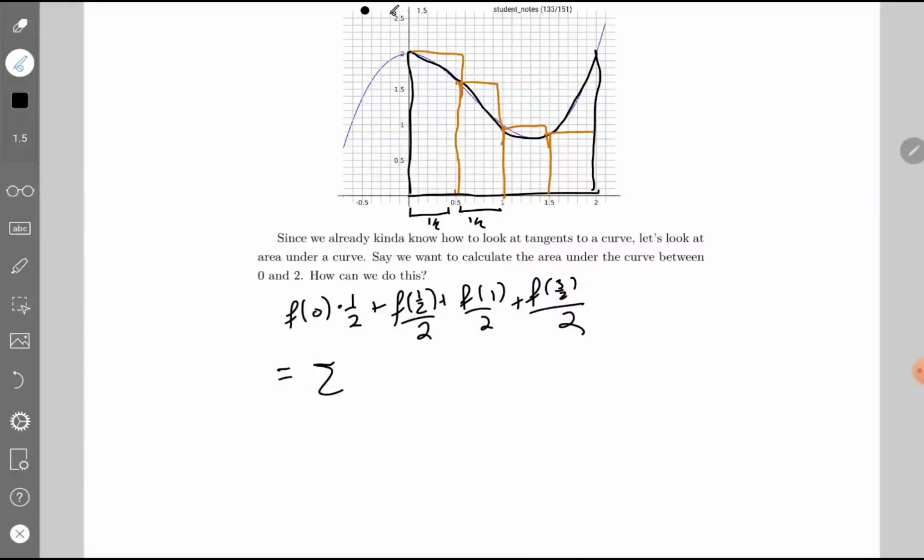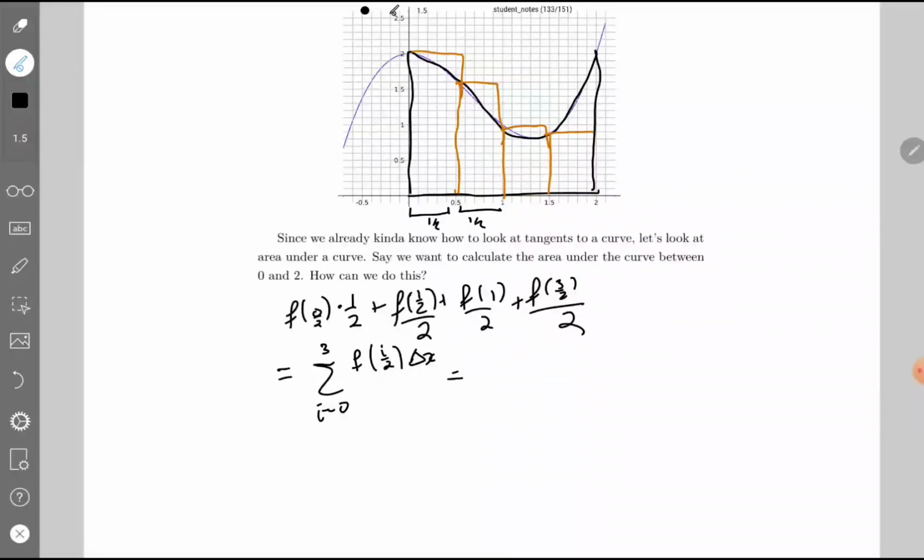Here I'm taking my i from 0 to 3. And you can think of this as over 2: I have f of i over 2, so 0, 1 over 2, 2 over 2, 3 over 2, times 1/2. So this is what we have. This times 1/2, I'm going to rewrite as change in x. This is what was our change. In this case, this was 1/2.